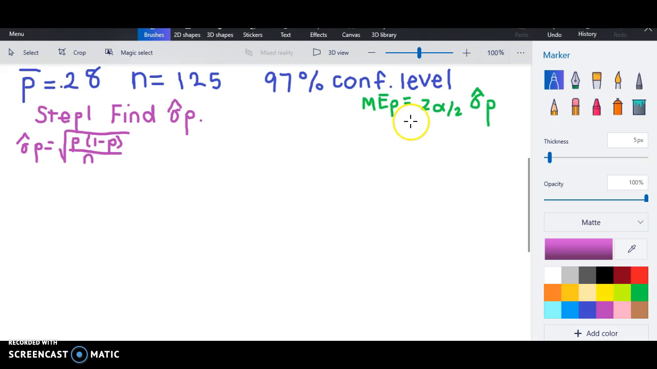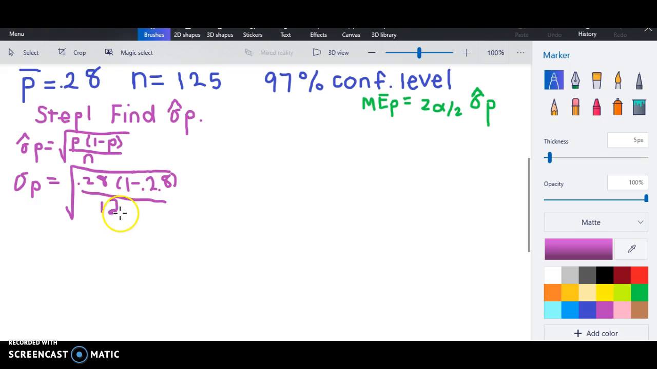But before we can actually solve that, we have to find two things. And the first thing that we're going to do in step one is find the standard error of the proportion. So we know that P is 0.28 times 1 minus 0.28 divided by N. And N is 125. So 0.28 times 1 minus 0.28 over 125.